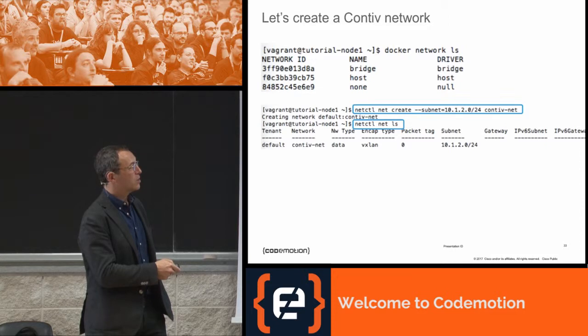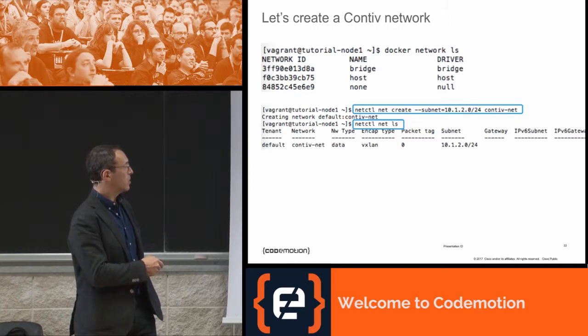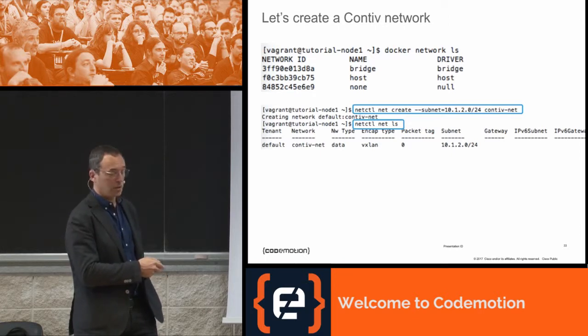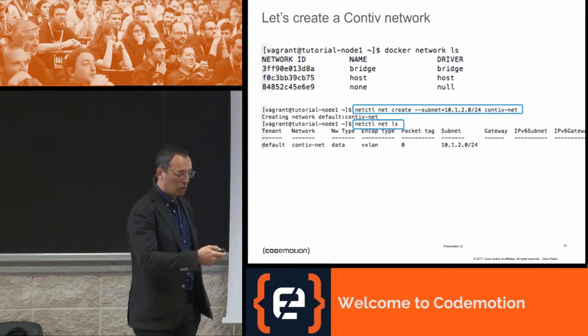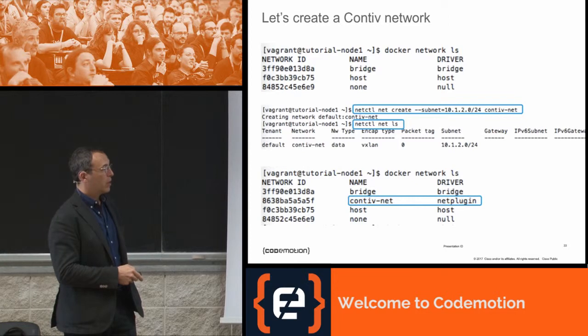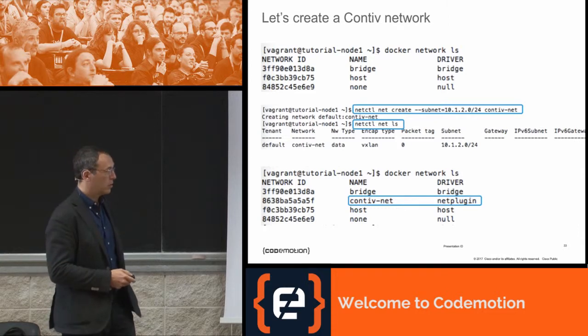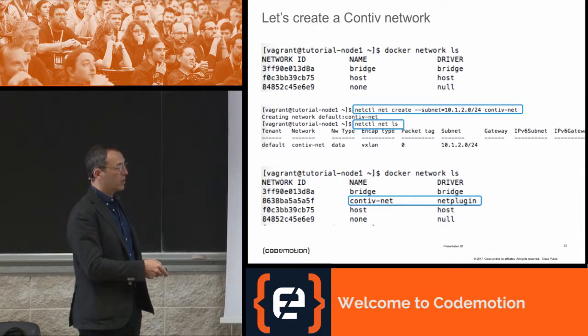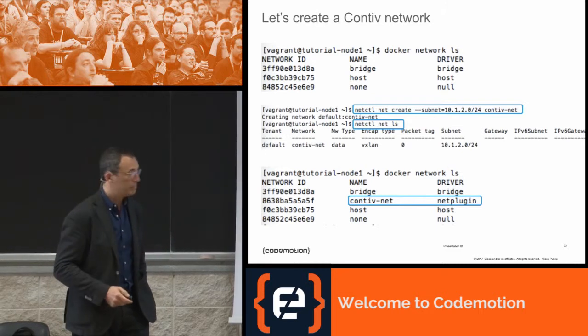So I am associating this subnet and giving it a name. So if I run netls, I will see that there is one network named contivnet on this subnet, and based on a big VXLAN encapsulation. There are different options, of course. Now, if I go back to Docker and I do a network ls, I will see the new network listed together with the existing default networks. And the driver is net plugin, that means Contiv.